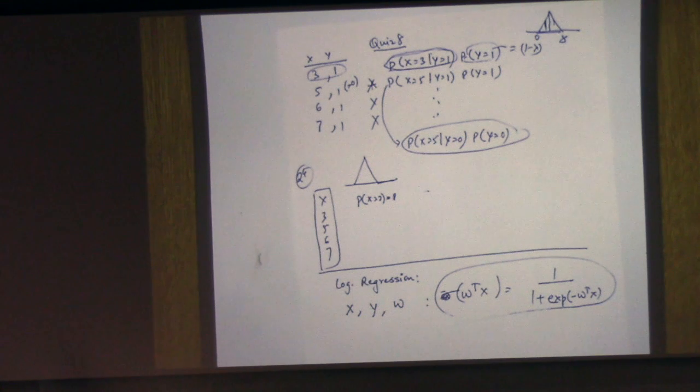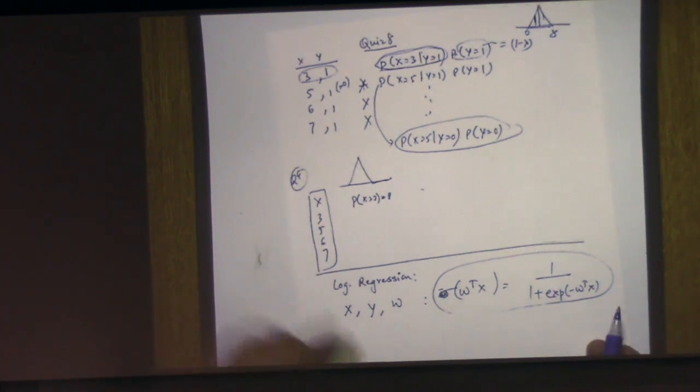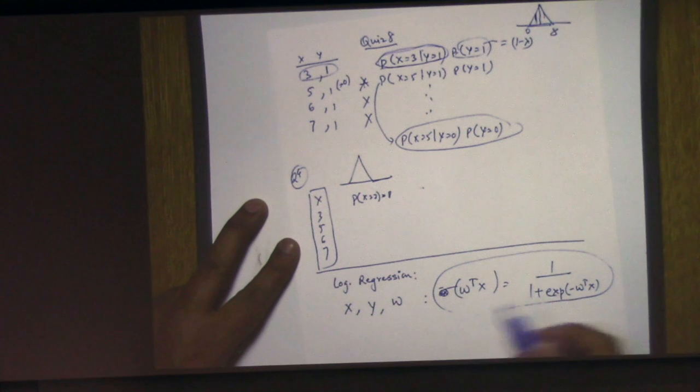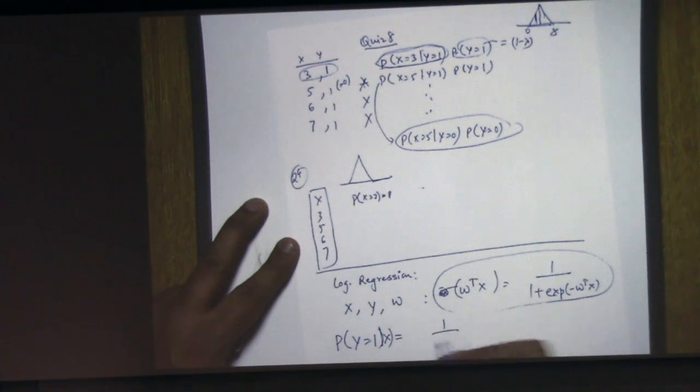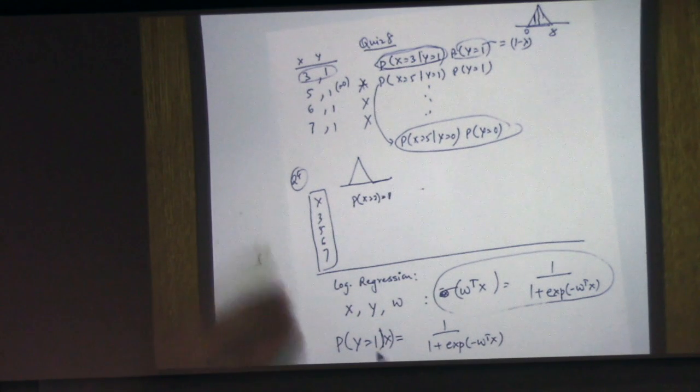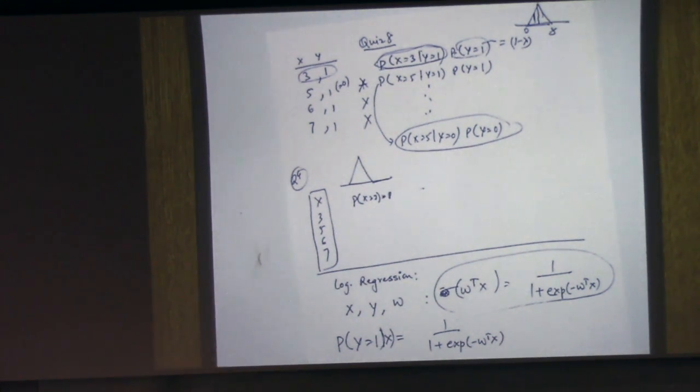So you can now treat it as a probability, right? So what logistic regression says is that P of y equal to 1 given X is equal to this. If this value is greater than 0.5, then you say it is more likely to be 1. If it's less than 0.5, then you say it's more likely to be 0, right? And that probability also tells you the confidence. How confident are you in this prediction?